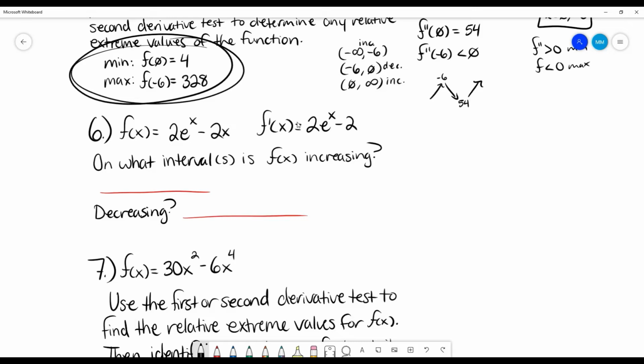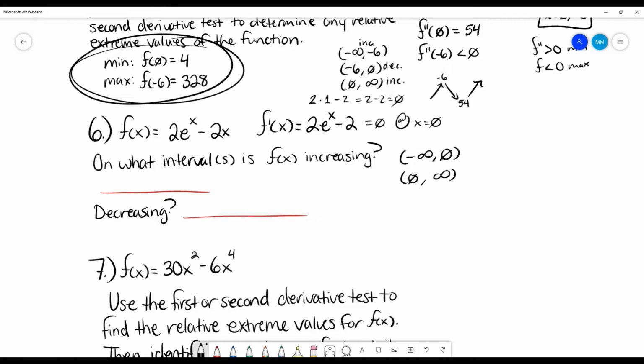There we go. And that equals 0 when x equals 0. Because at x equals 0, we have e to the power of 0, which turns into a 1, times a 2, minus a 2, which is just 2 minus 2, or 0. So this is our only critical point. So we've got -infinity up to 0, and then 0 up to infinity.